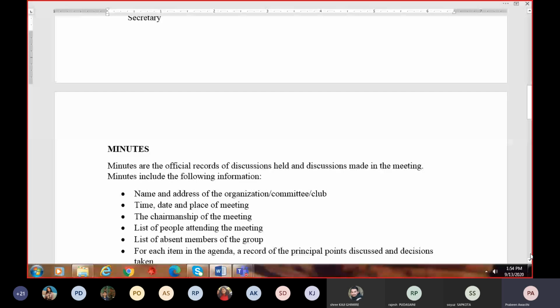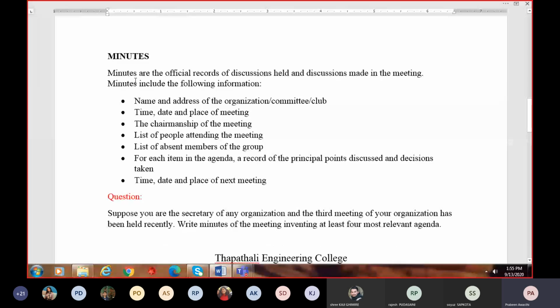You know that. So when you write minutes, if you write minutes just after the notice, no need to write the name and address of the organization. But if you write minutes in some different pages, then go for this. In the exam also write this. Name and address of the organization, committee, club, same thing. Time, date and place of the meeting, that is in the notice too. Yes. So when you organize a meeting, there will be a chairman. So include that.